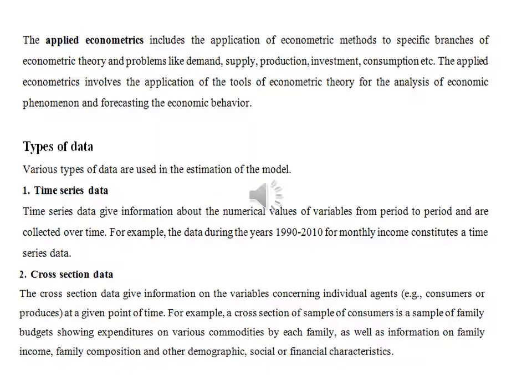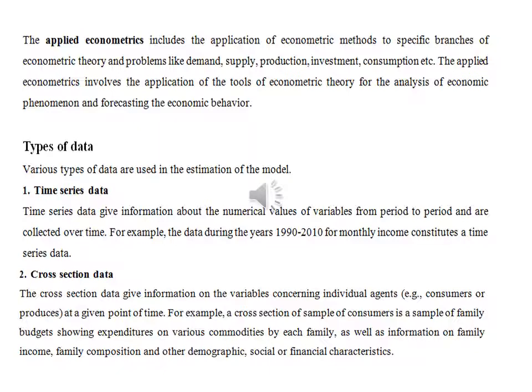Various types of data are used in the estimation of the model. Time series data: time series data give information about the numerical values of the variables from period to period and are collected over time. For example, the data during the year 2010 for monthly income constitutes time series data.